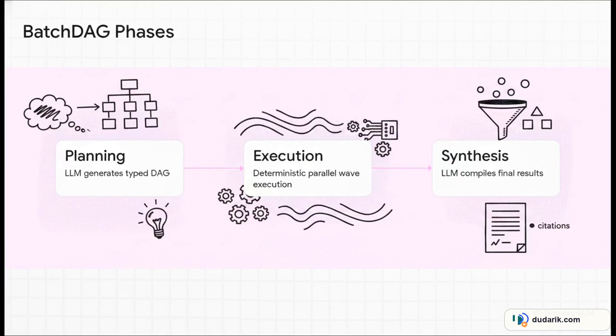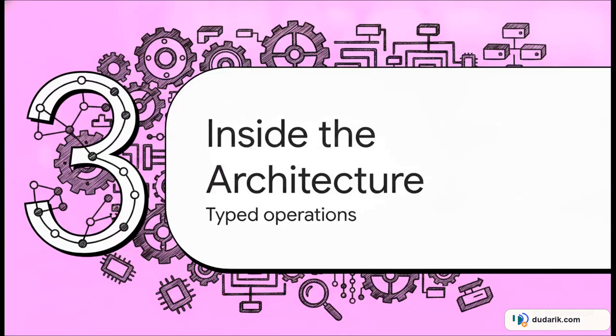Phase 1 is planning. The LLM translates the user's natural language into that typed DAG. Phase 2 is execution. The engine evaluates the DAG using topological wave parallelism. Basically, it evaluates independent nodes simultaneously in waves, entirely deterministically. And finally, phase 3 is synthesis. This is where a final LLM call sweeps in, compiles all those aggregated results, and delivers a coherent answer with strict citations.